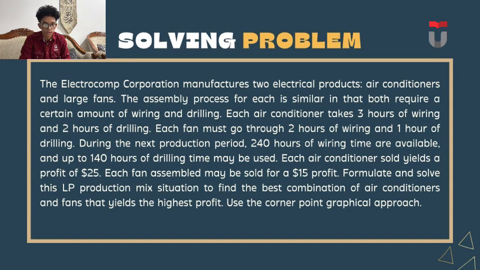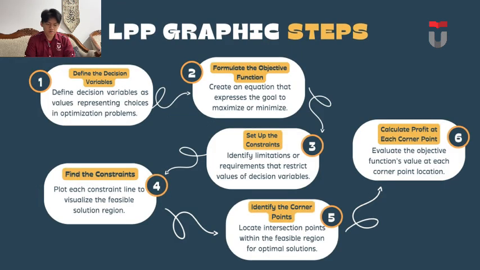Formulate and solve this LP production mix situation to find the best combination of air conditioners and fans that yields the highest profit. Use the corner point graphical approach. To solve the problem, we have 6 steps to maximize profit of Electrocom Corporation production. The first one is define the decision variables.